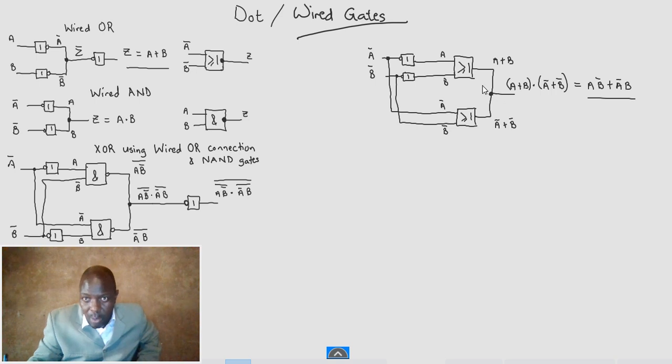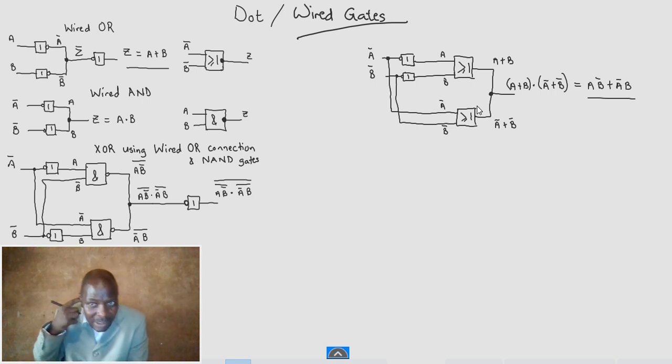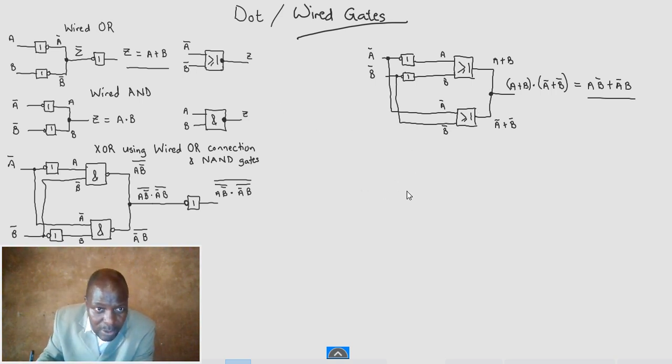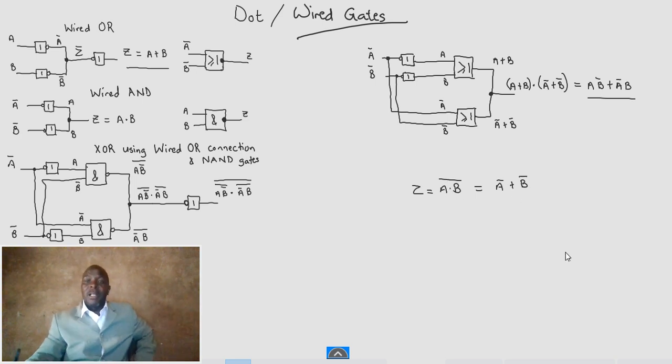Now, what have we used? We have used OR gates, okay, and it's a wired connection. So I don't know whether this is difficult. Let me try something else. Let me show you something. Let's take a NAND gate. Let's take Z is equal to A B NAND. Using De Morgan here, we see that this is the same as what? This is the same as not A or not B. We break the line, we change the sign, it becomes O, and this is what we get.